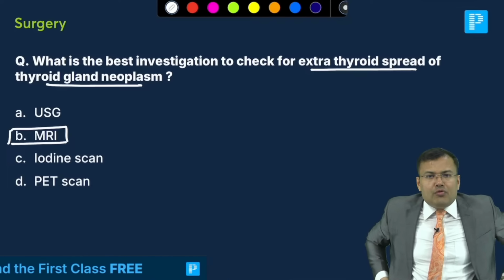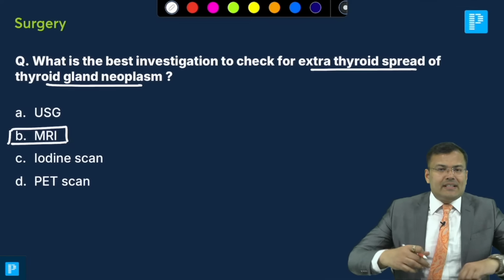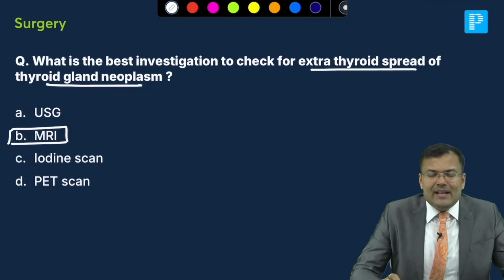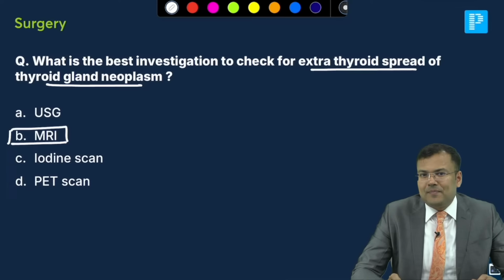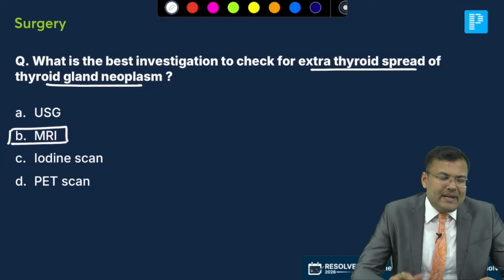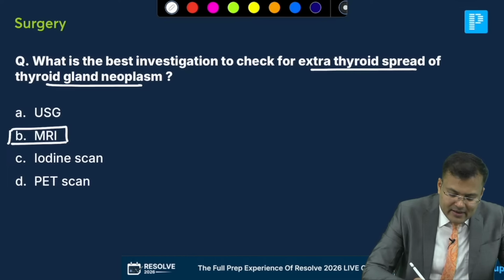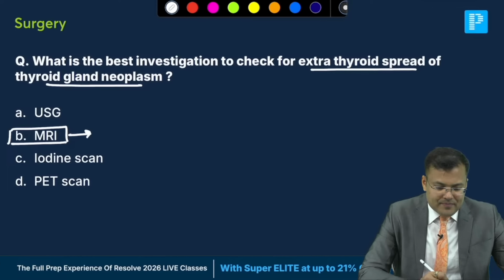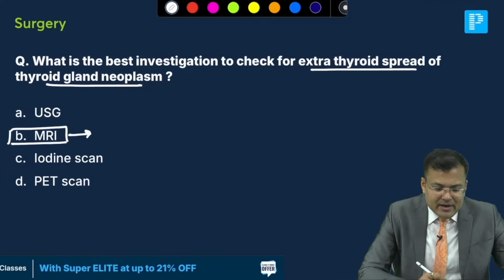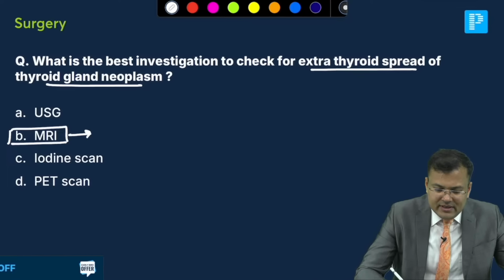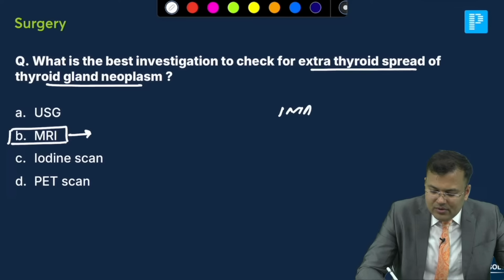But for distant metastasis, PET scan is preferred over whole body scan. Here we go for MRI. Okay, MRI. Somebody was saying, sir, the image was there, the image was also given. Okay, fine. Now, what is the treatment of ranula?